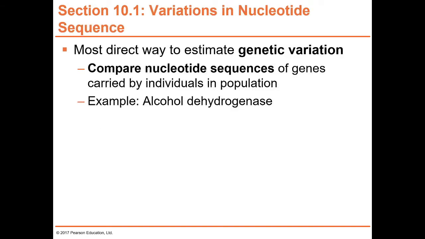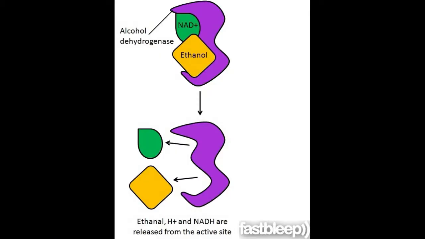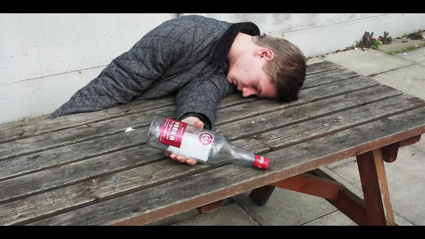The most direct way to estimate genetic variation is to compare nucleotide sequences of genes carried by individuals in the population. For example, alcohol dehydrogenase. Alcohol dehydrogenase is an enzyme that breaks down alcohol. If you have very little alcohol dehydrogenase in your liver, you can get drunk very easily because your liver cannot break down alcohol quickly in time.